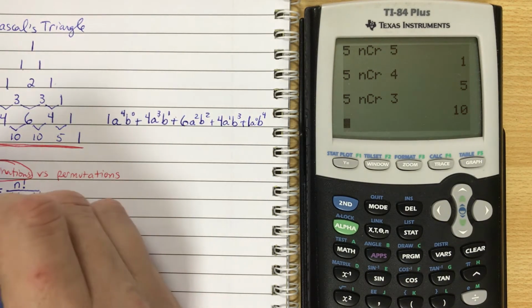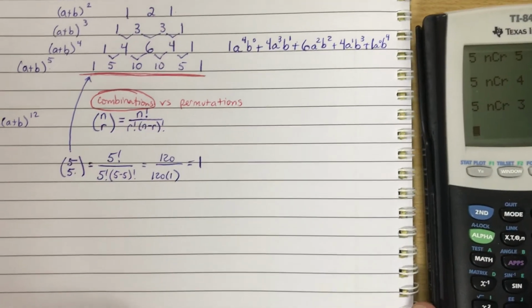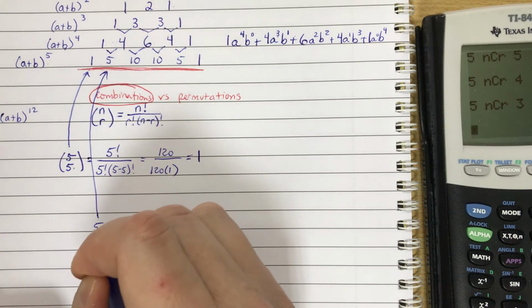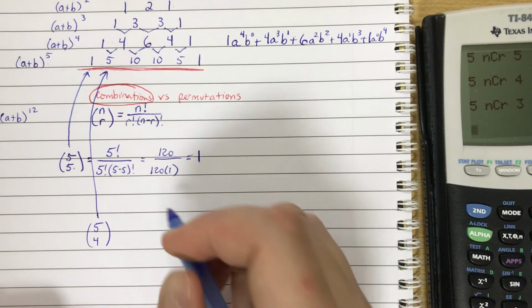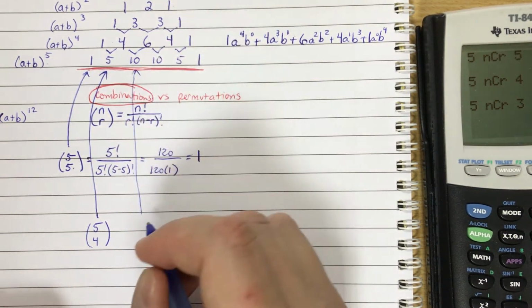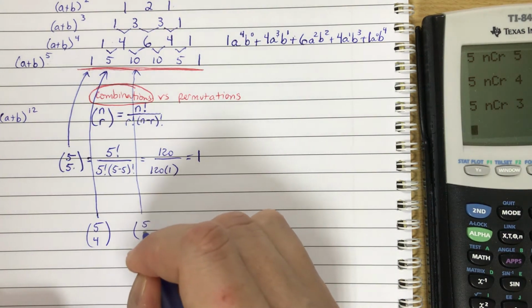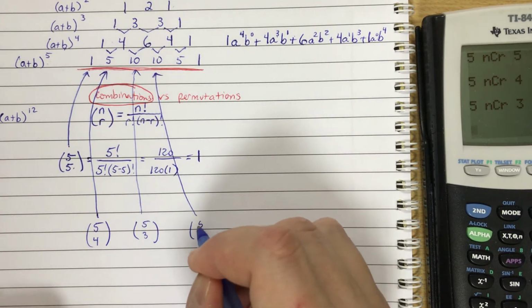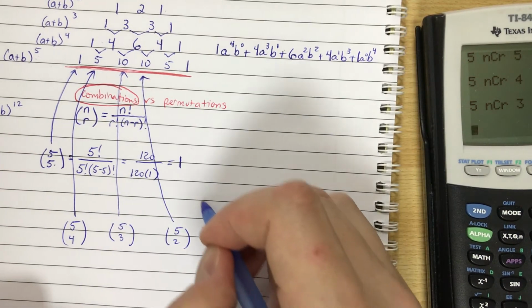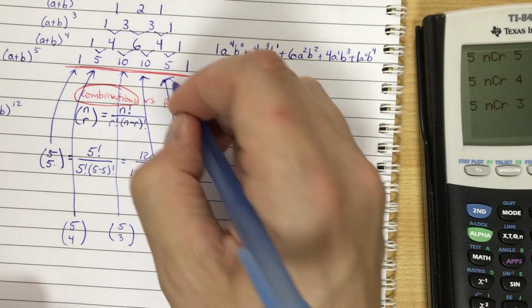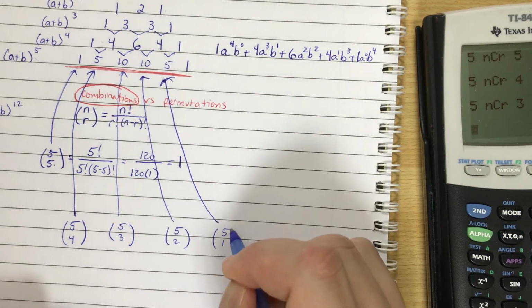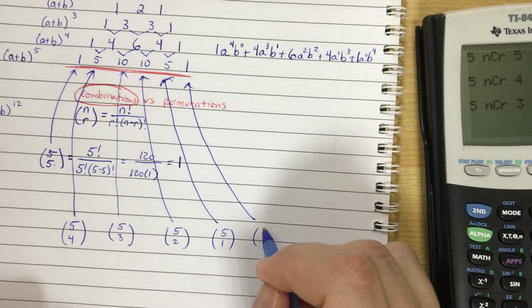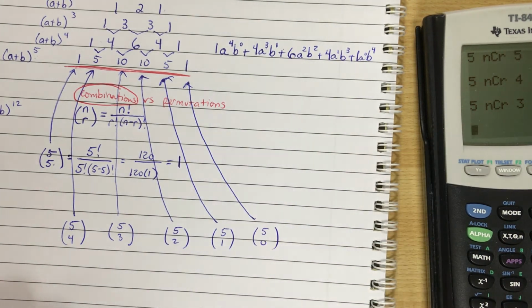So that's 5 choose 5. This would be if we have 5 objects and we choose 4 of them. This would be 5 choose 3. This would be 5 choose 2. This would be 5 choose 1, combination, 5 choose 1. And this would be 5 choose 0 for that.